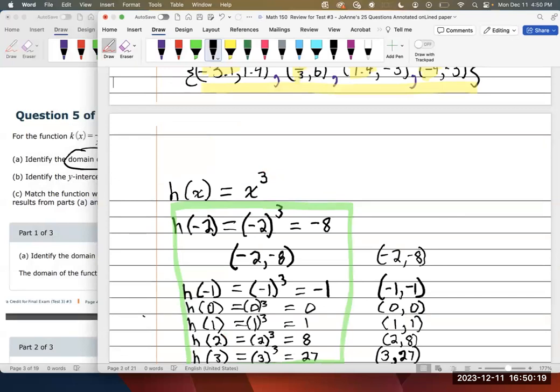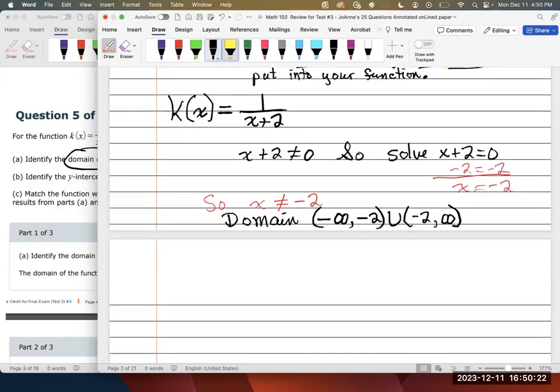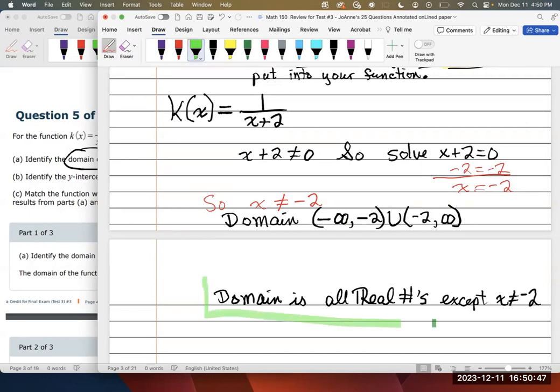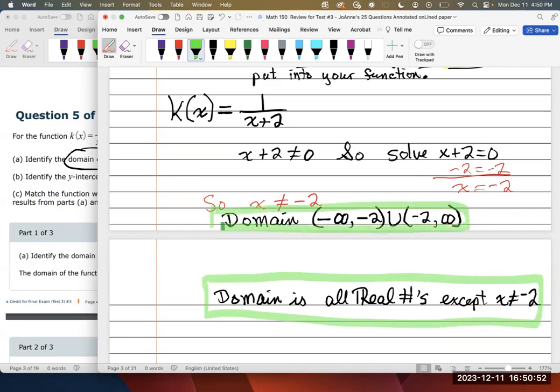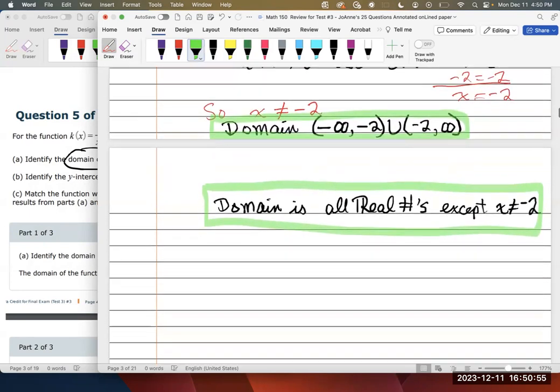Another way to state my domain is to state that it's all real numbers, so long as x is never negative 2. All real numbers, except x is not allowed to be a negative 2. 2 different ways to state what the domain is. I'm using interval notation in the top.